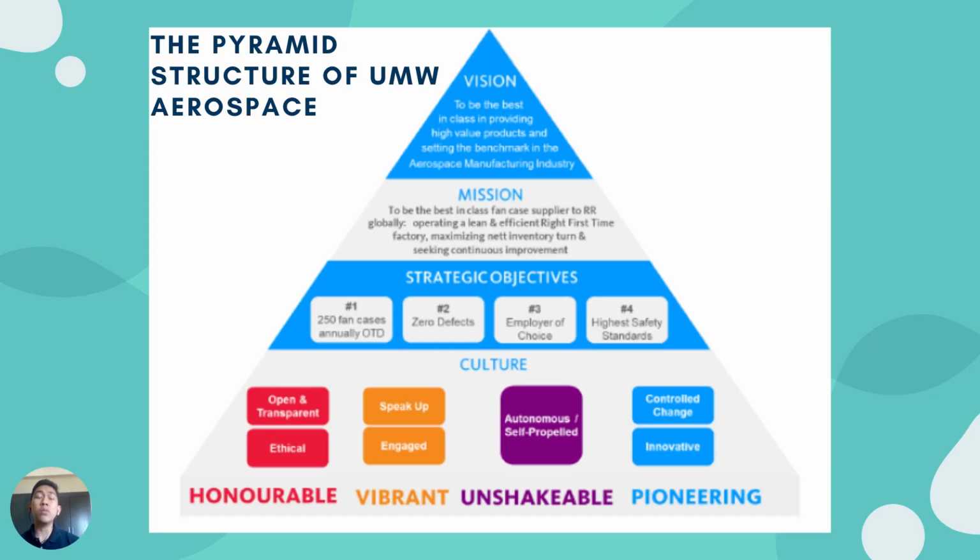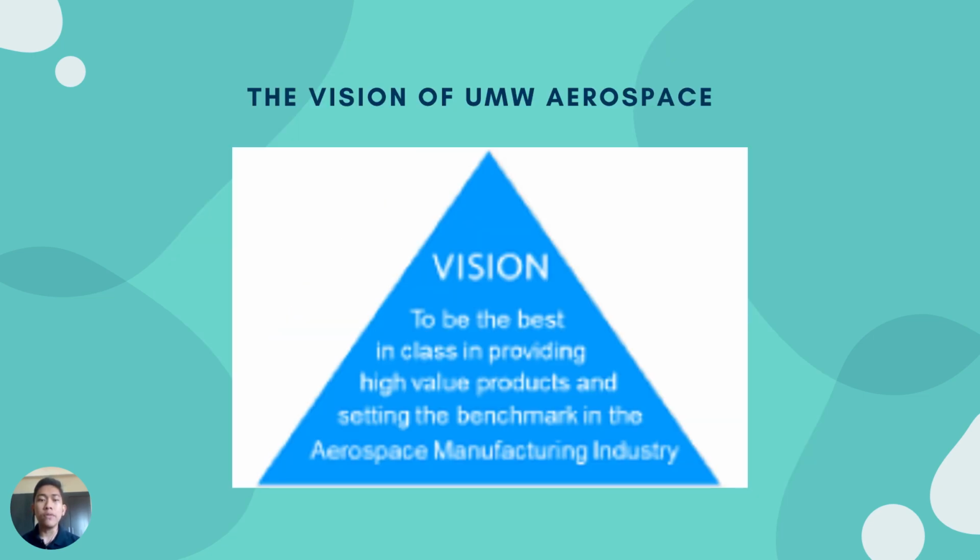All right, this is what I call the pyramid structure of BMW, because it looks like a pyramid, and it is the structure that builds up the pillars of BMW Aerospace. So we have vision, mission, strategic objective, and cultures. Going to move on with the vision first. What is the vision of BMW Aerospace?